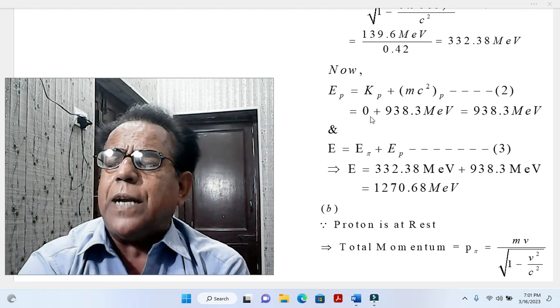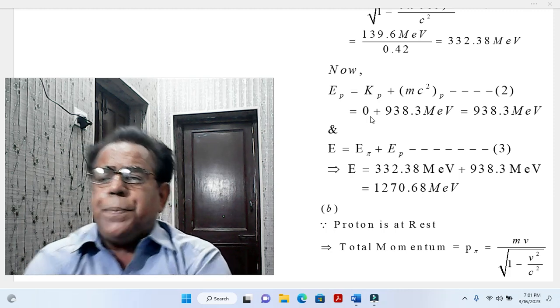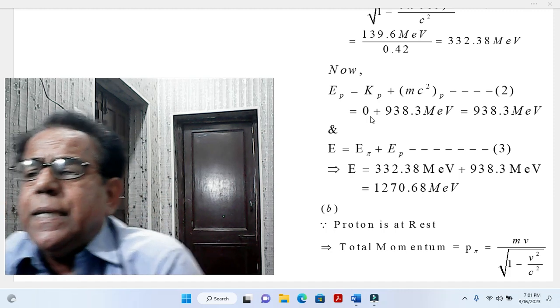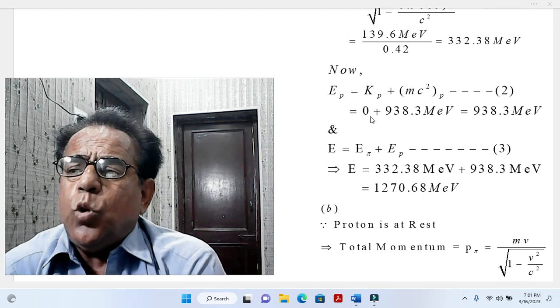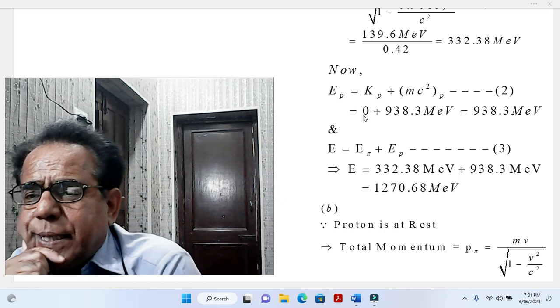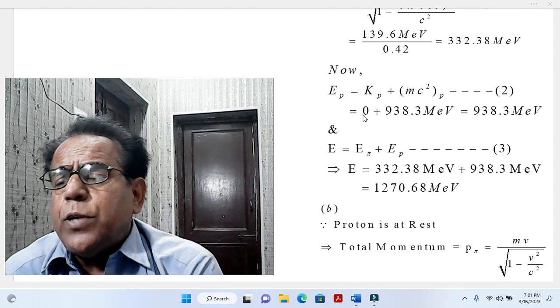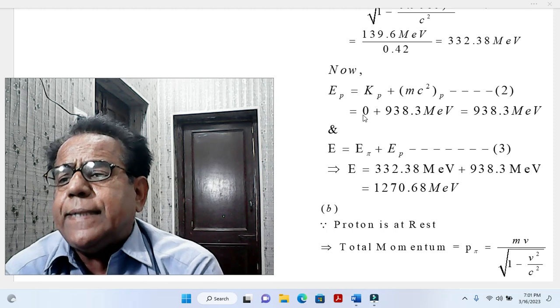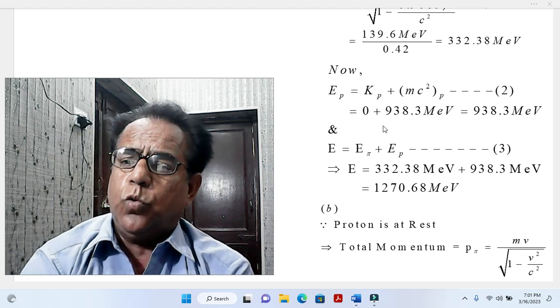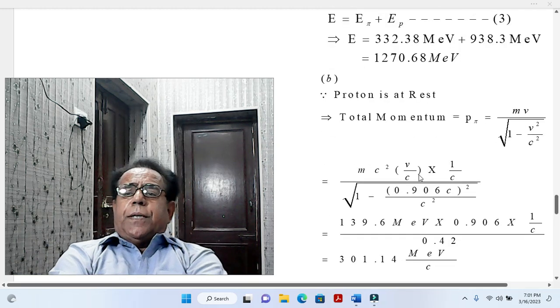Because one factor is 0, and now E is equal to E pi plus Ep, equation number 3. So when equations number 1 and 2 are added, we get equation number 3, and this is E equal to 1270.68 million electron volt.